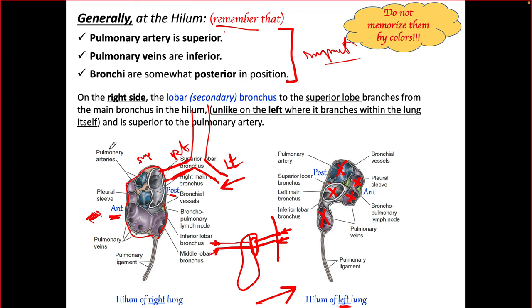It divides directly. How many lobes do I have in the lung? I have three lobes: superior, middle, inferior lobe. So once the right main bronchus reaches the hilum of the right lung, it divides directly in the hilum into a bronchus here called superior lobar bronchus, which is the secondary bronchus for the superior lobe. And another division here, one for the middle and one for the inferior. The only division you may find at the hilum of the lung is the superior lobar bronchus and the other division to the other lobes.